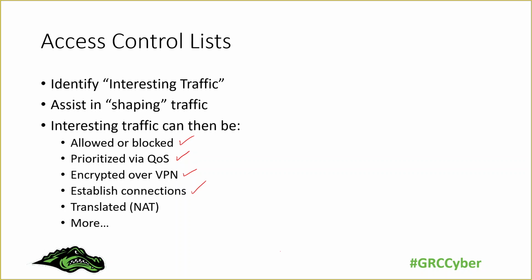Establishing connections. I can use an access control list to help establish a redundant connection or a backup connection. Perhaps my WAN connection or my internet connection is getting overwhelmed. Therefore, I can establish a redundant connection that will increase my bandwidth and allow the traffic to go through better. Even translating the traffic, such as using NAT, and many, many more.